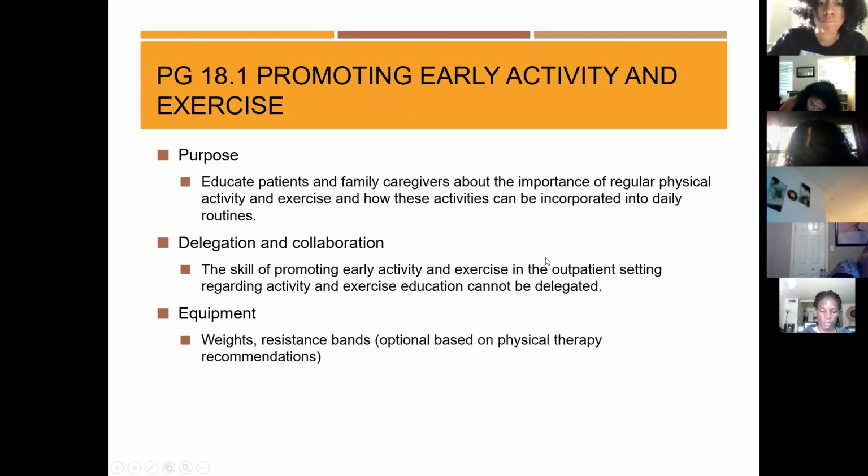Right, so we still want to promote this early activity and exercises. If you're in the outpatient setting, like you're in a clinic or something, these exercises, activities, they cannot be delegated to your CNA. These are things that nursing must take care of. So just be mindful of that, unless in your particular clinic, you give that delegation to that person and they're sufficiently trained.